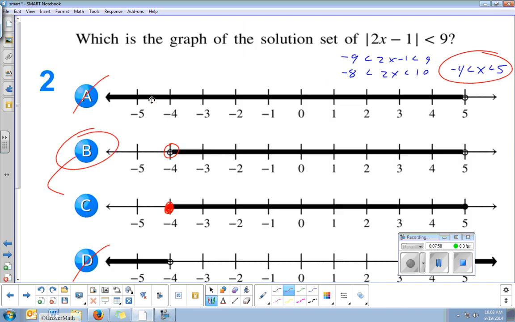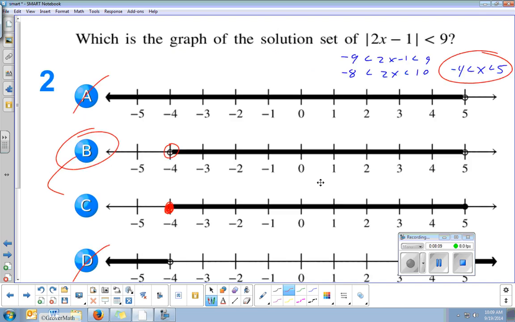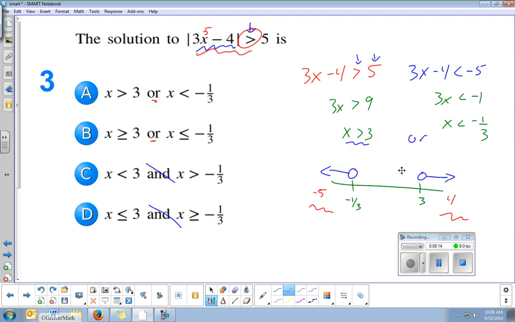In fact, these would be and statements, because you're saying all the numbers in here work, you know, the numbers less than 5 and greater than negative 1. But I wouldn't worry about thinking about this in terms of and. I would think about this in terms of just between, and this in terms of arrows away with an or. So we're looking for an or statement: less than negative 1/3 or greater than 3.